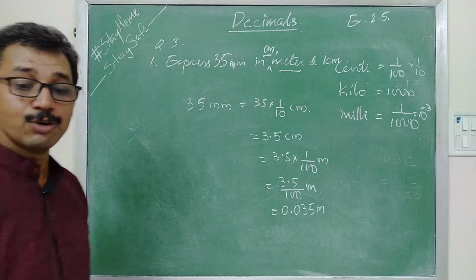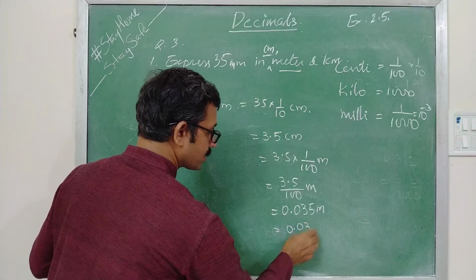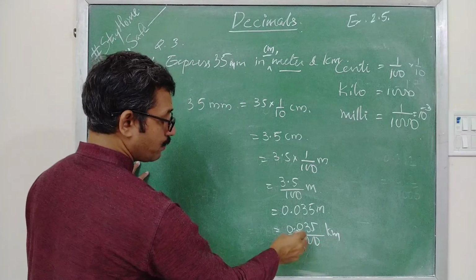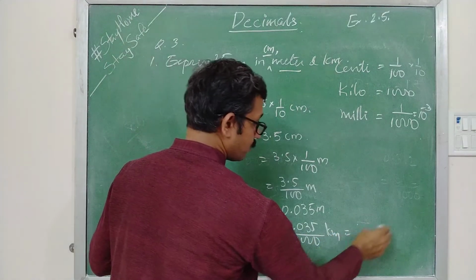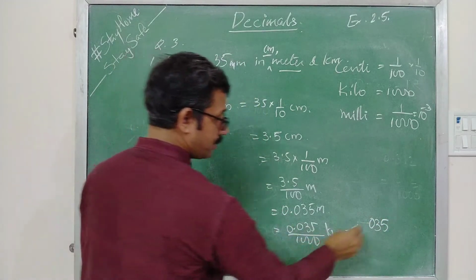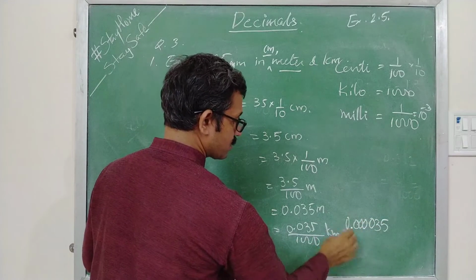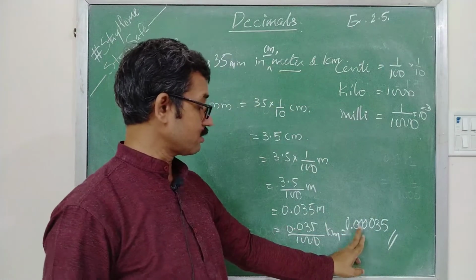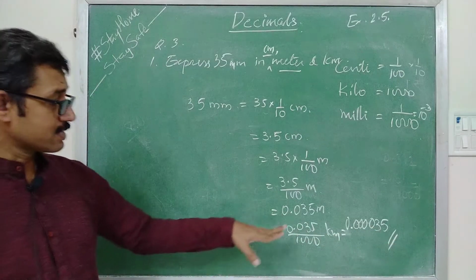Now again kilometer, correct? Kilo means you know that we have to divide by 1000. So which is equal to 0.035 upon 1000, that much kilometer. Now how many decimal places to be shifted? 1, 2, 3. 3 decimal places. So which is equal to 0.000035. How many zeros? 1, 2, 3, 4. Four zeros before 35. Understand how it is?